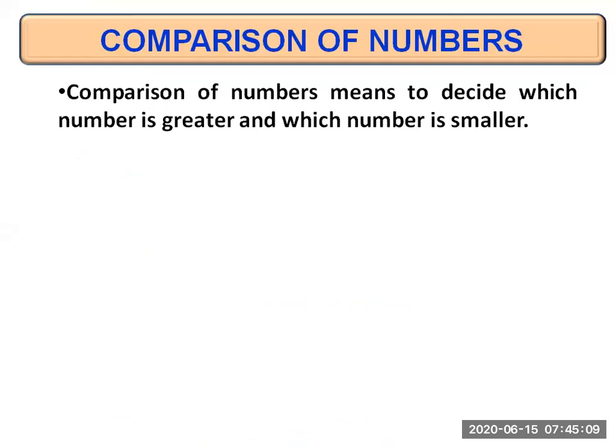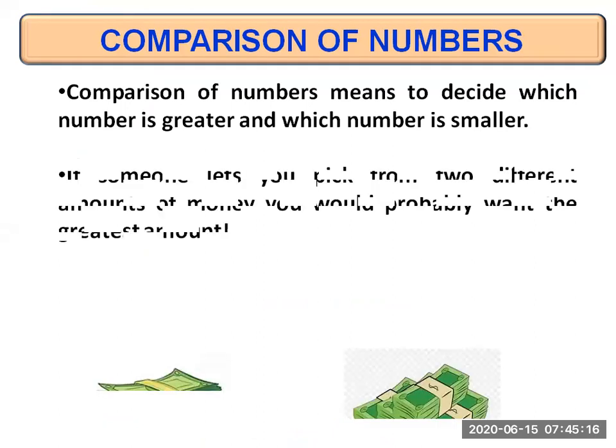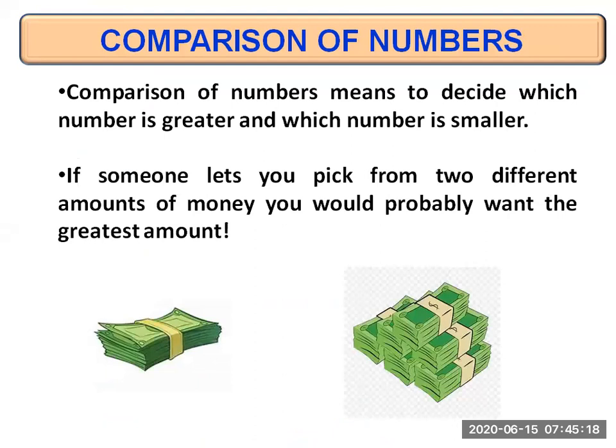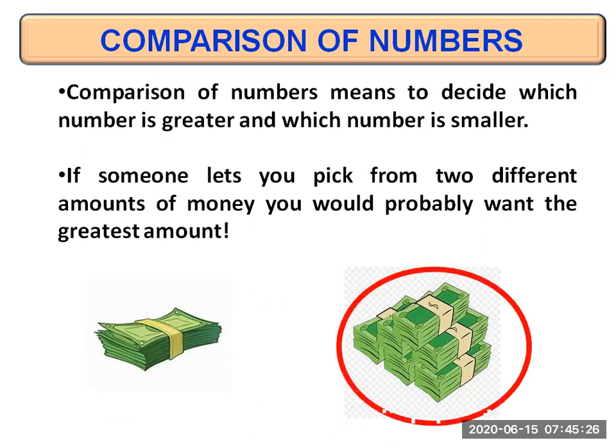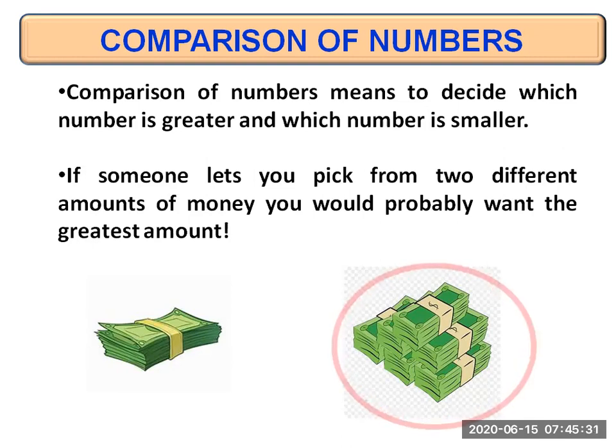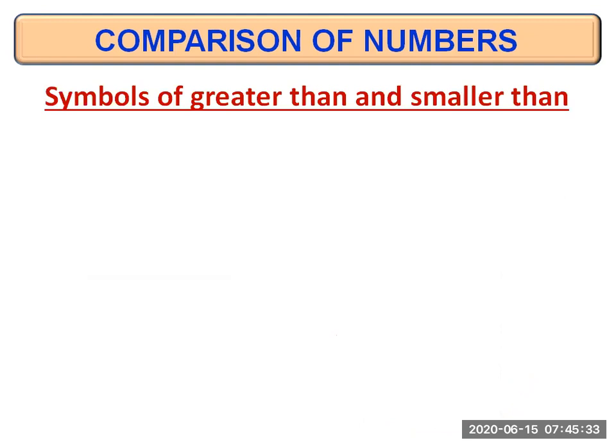Comparison of bigger numbers means we have to decide which number is greater and which number is smaller. Just take an example that if someone lets you pick from two different amounts of money, you would probably want the greatest amount, like this one here, right? So, comparison of numbers means we have to decide which number is greater and which number is smaller.